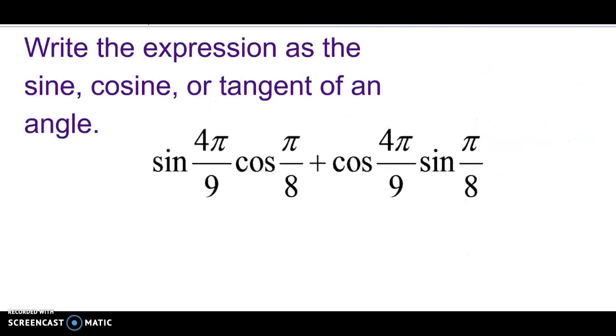Okay. Next one, it says write the expression as the sine, cosine, or tangent of an angle. Okay, you can do this. All right, go ahead, put me on pause.